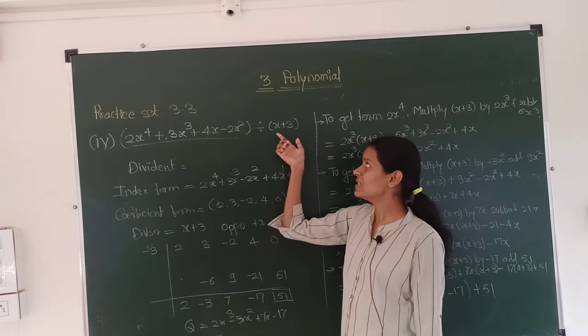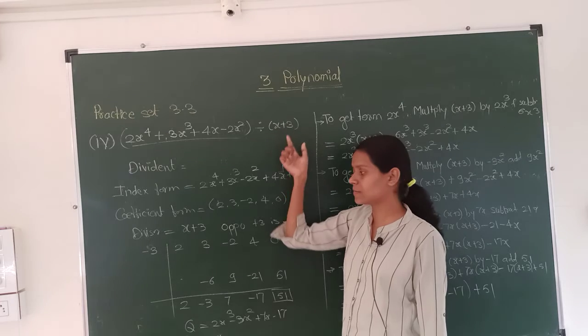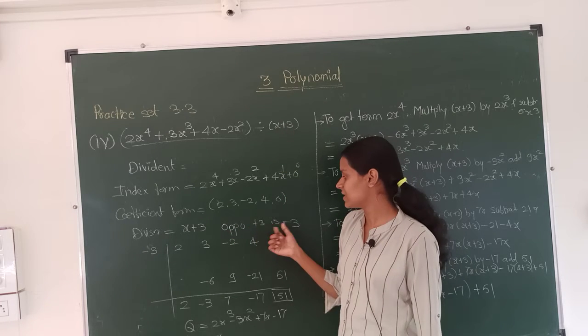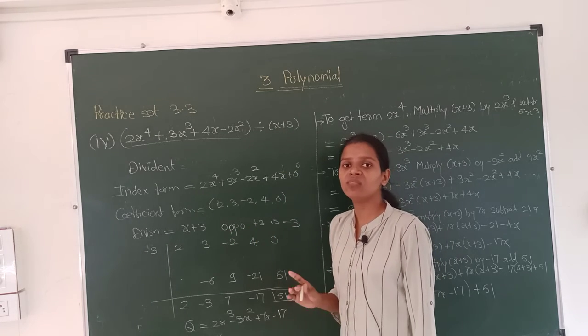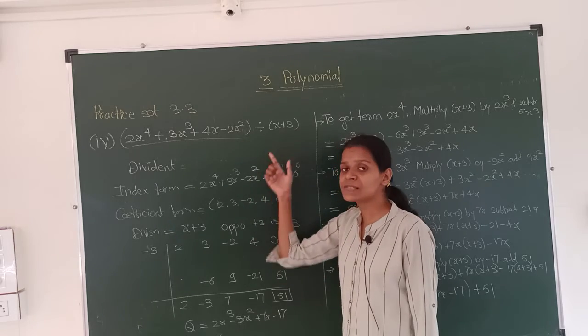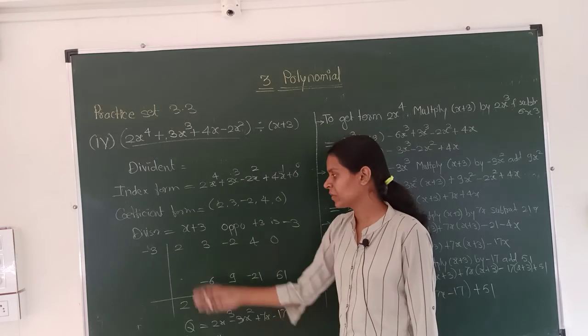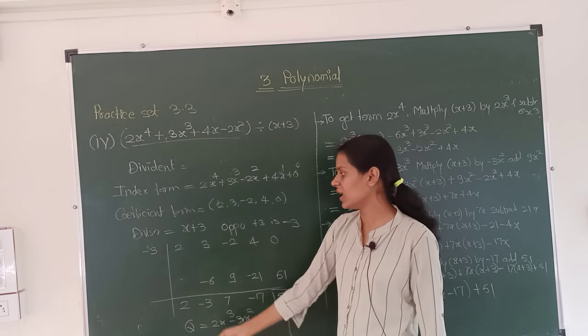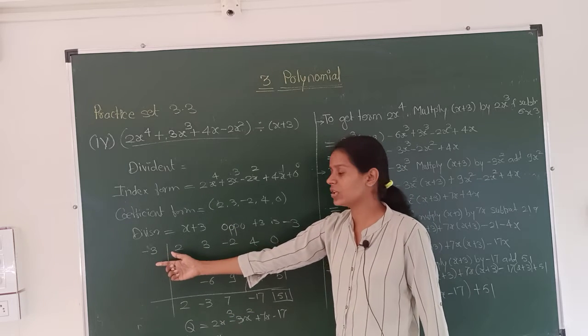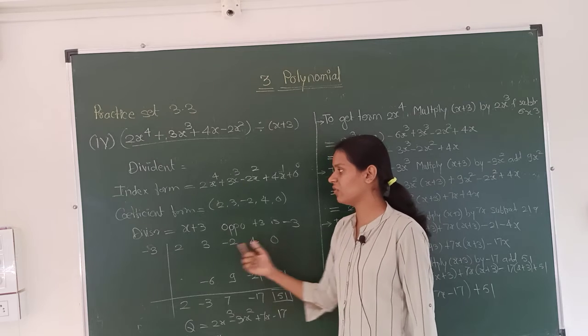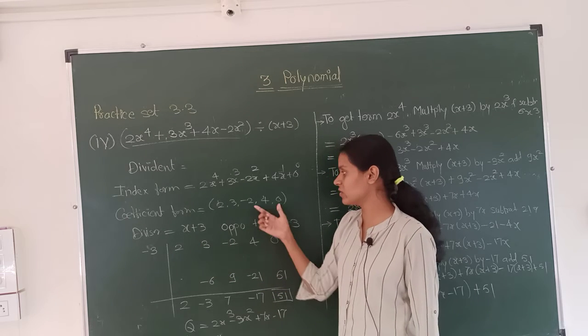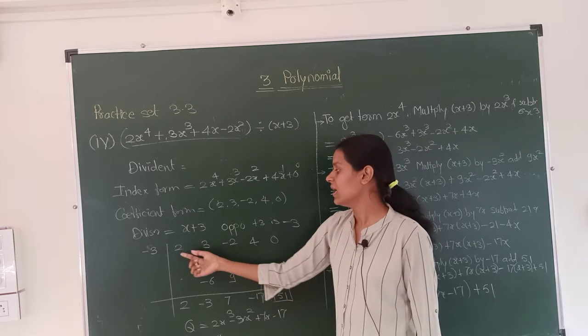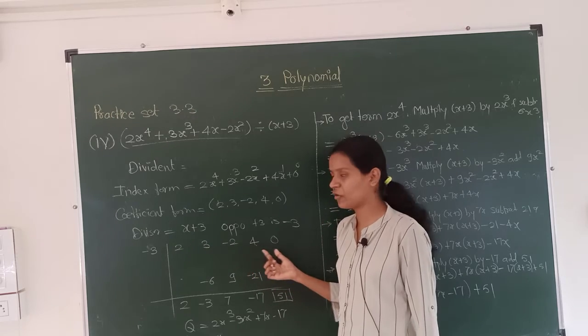Divisor is what? Divisor is the second polynomial. This is x plus 3. Opposite of plus 3 is minus 3. Now we will solve this by the synthetic method of division. For that we will draw one horizontal line and one vertical line. We will write minus 3 over here. Now in the first row we will write the coefficient form, which I have written on the board. It is 2, 3, minus 2, 4 and 0.